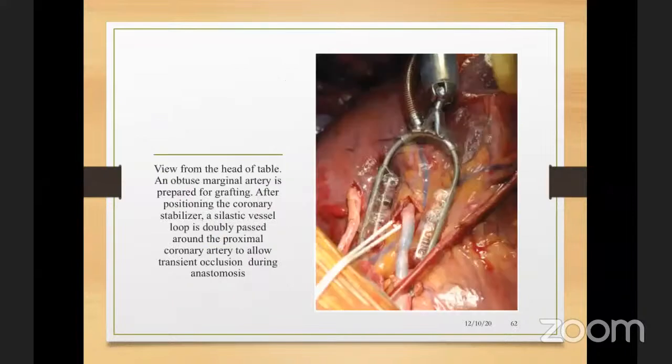Zainab, what was that suture, the silastic vessel loop? What is it used for? To retract and to occlude the vessel so that you will have a bloodless field. Okay, so there are two different issues here. One, the stabilizer, which is U-shaped with suction cups, and the other one is the suture that we use to limit the flow in the coronary. Thank you.